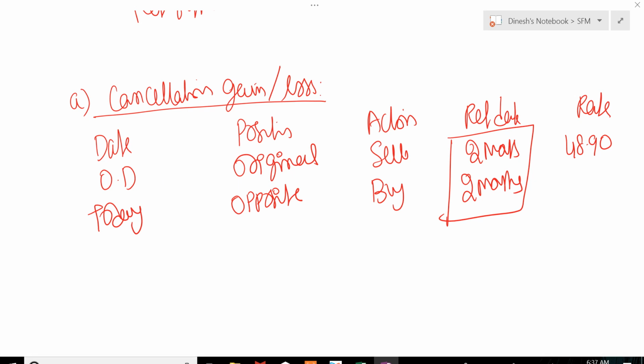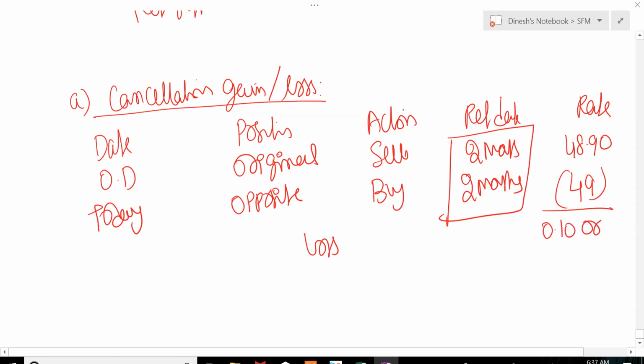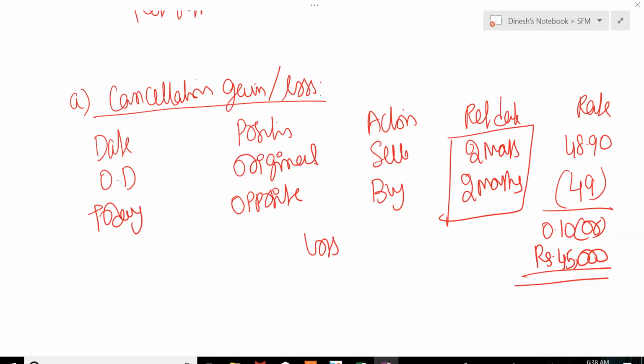Any doubts in this? So this is 49, buy means in brackets, loss. There can be a gain, there can be a loss. In this problem, it's a loss of 45,000 rupees. We're going to lose 45,000 rupees because of this change. Loss is 45,000. Any doubts in this? Can we proceed?